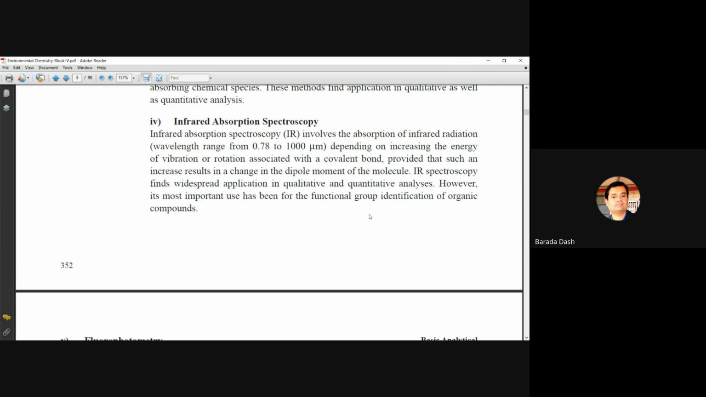What happens is there is a change in the vibrational energy of the molecule, or rotation and vibration of a covalent bond, provided that such an increase results in a change in the dipole moment of the molecule. If there is a change in the dipole moment during vibration and rotation of the molecule, then only that molecule will be IR active. If there is no dipole moment change, then that molecule will not be IR active.